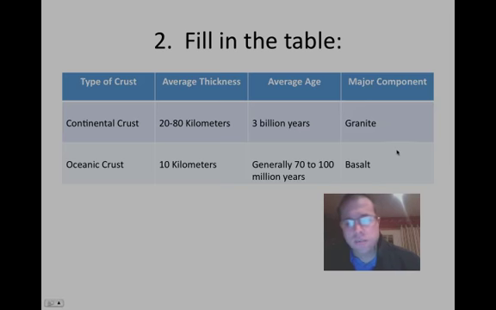But continental crust is granite. This is very important. The video you're going to watch next sort of shows us the differences between granite and basalt. This oceanic crust is basalt. Oceanic crust is also, you see this big difference, about 10 kilometers thick. And generally 70 to 100 million years. That's a big, big, big difference. The reason is that this oceanic crust in some of our ocean basins is being recycled all the time.